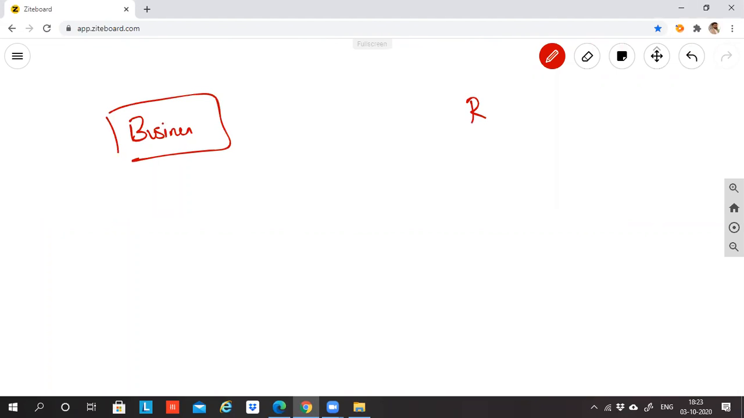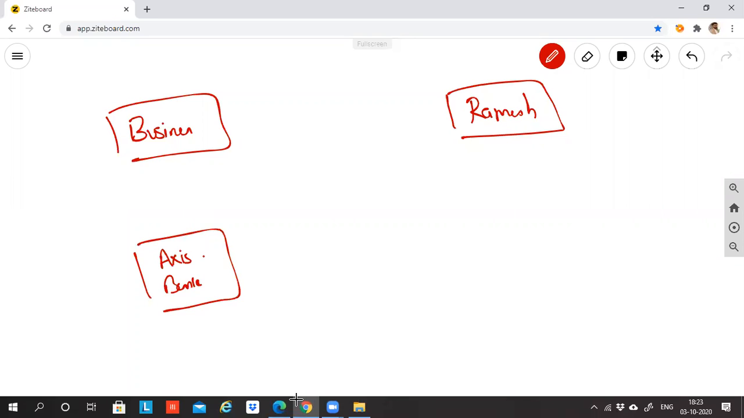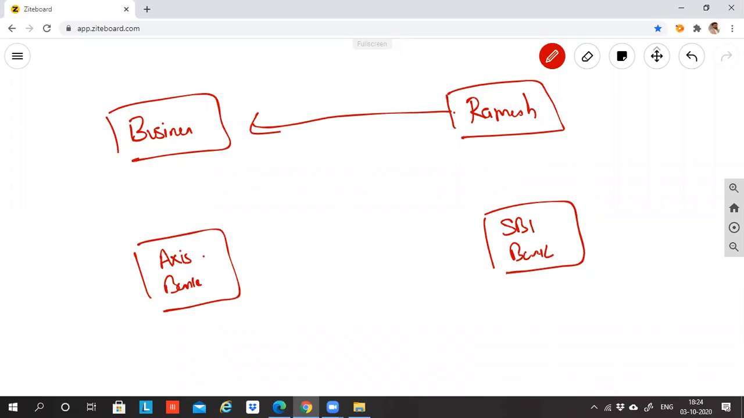This is Ramesh, right? If I'm not wrong, yes, Ramesh. This is Ramesh. This is Axis Bank. And this is SBI. So Ramesh, instead of giving the check to the business, is not giving the check to the business.